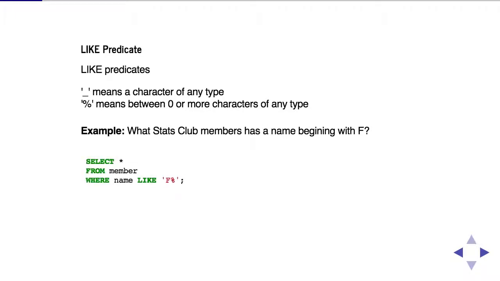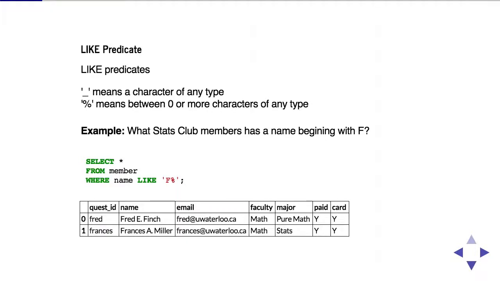For instance, in like, an underscore means any type of character could be at that point, and the percent sign means zero or more characters of any type. So for Stats Club members that have a name beginning with F, if we select star from member where name is like capital F and a percent sign, then it looks for everything that has an F at the beginning and any number of characters afterwards. In which case, we return these two, Fred and Francis.